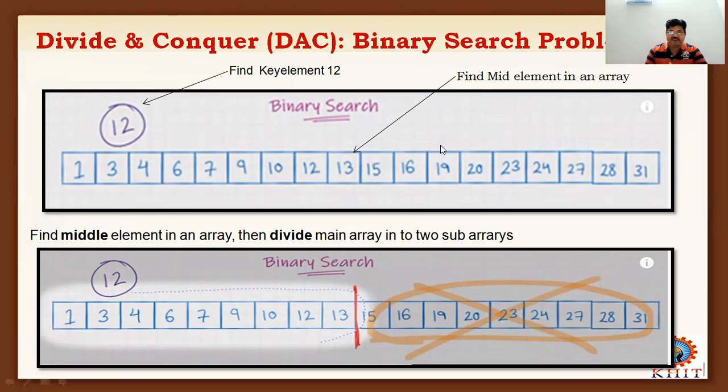The array is divided into two subarrays, subarray 1 and subarray 2. Here one is highlighted subarray 1, the right side is another array, subarray 2. So find the middle element in the array, then divide the main array into two subarrays. This is one array, this is another array.